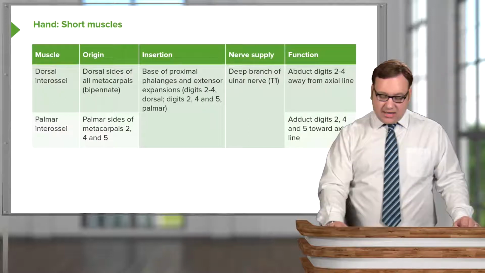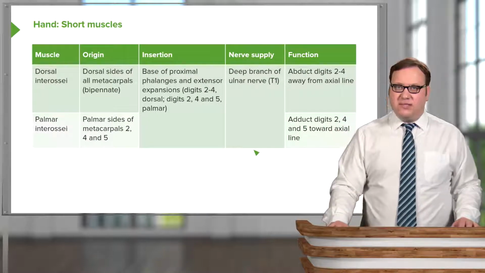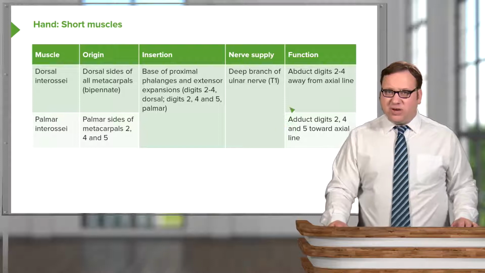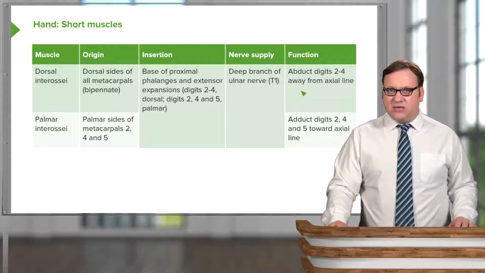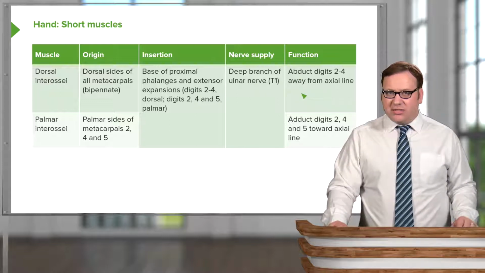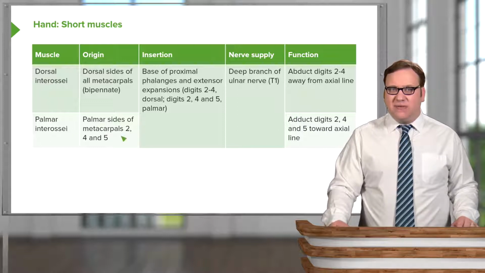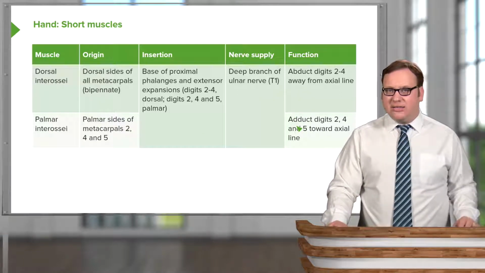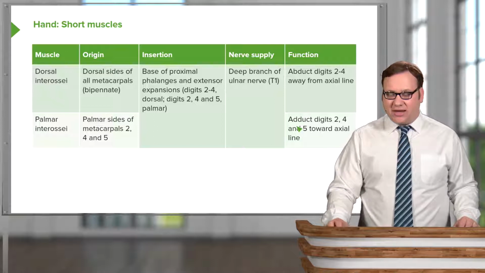So here we can see the origins and insertions of these muscles. The easy way to remember the function is for the dorsal interossei to use the D from dorsal and the ab, so you can have DAB: dorsal interossei abduct. And you can have PAD, using the P from palmar interossei: PAD, as the palmar interossei adduct.